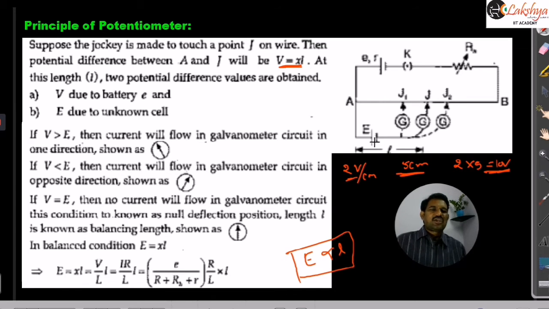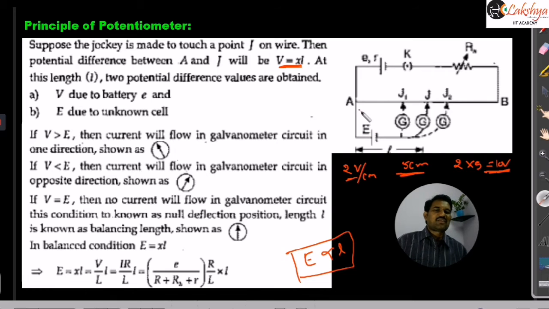If you are taking a cell of EMF 2E, then you will get a balancing length of 20 centimeters, right? So that means if EMF is increasing, then automatically balancing length also increases here. That is nothing but what we call the principle of potentiometer. Now let us come to the connections at contacts J1 and J2. At J, it is indicating zero deflection here. Zero deflection is what we are concluding: the potential difference across this AJ must be equal to the EMF of the cell.